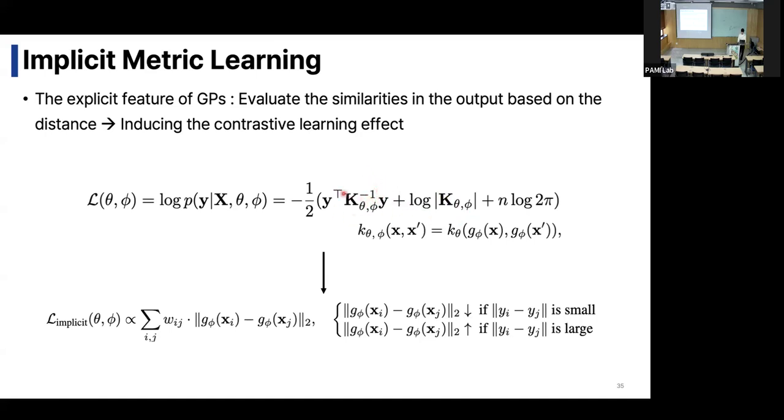In particular, the term y transpose K inverse y can be rewritten as a weighted sum of pairwise interactions between the data points. Therefore, even without defining an explicit contrastive loss function, we still benefit from a contrastive effect, which helps align the learned feature space more meaningfully with the task.